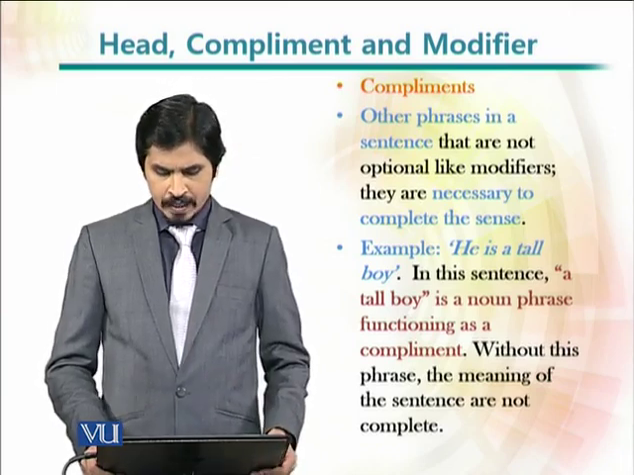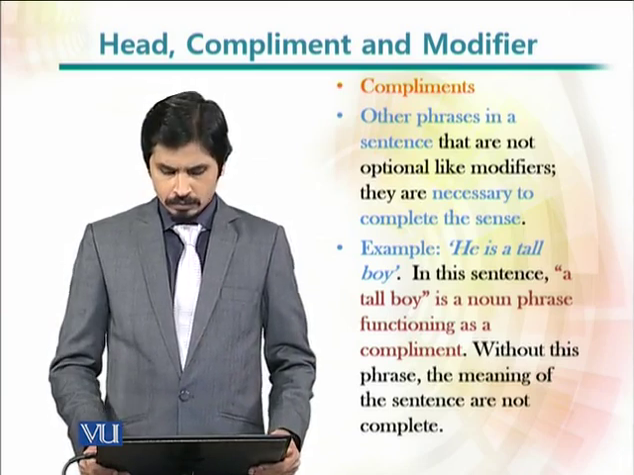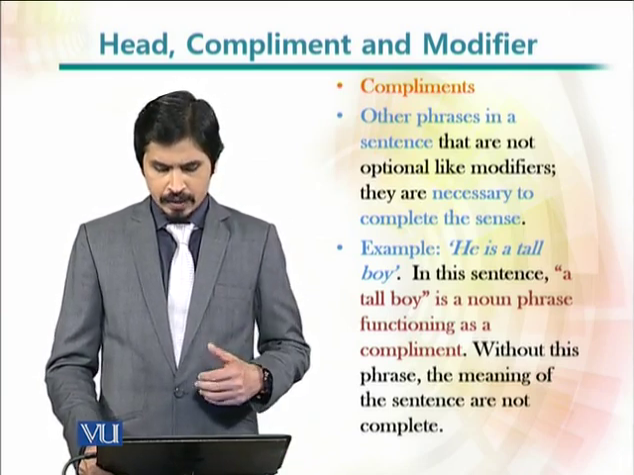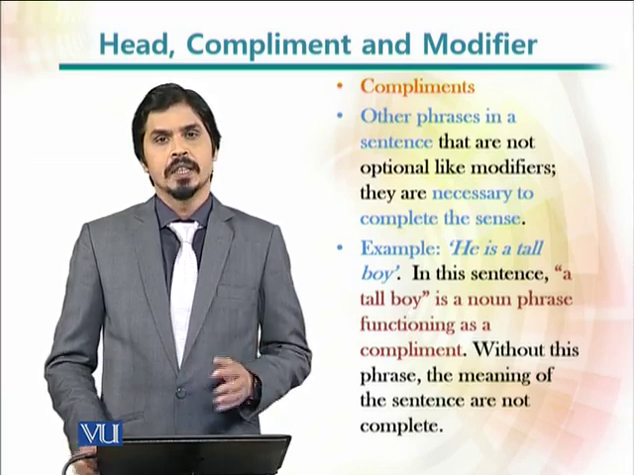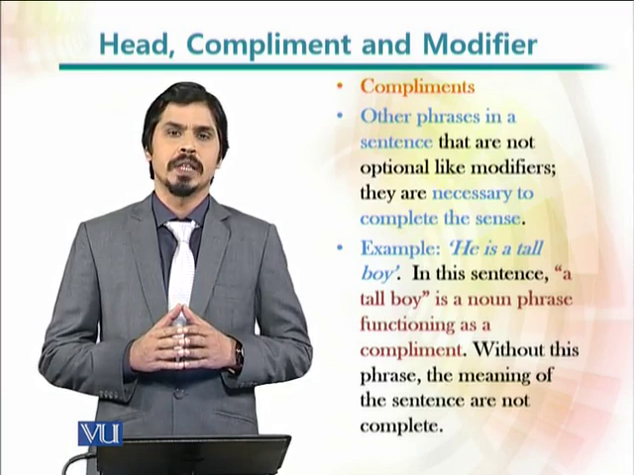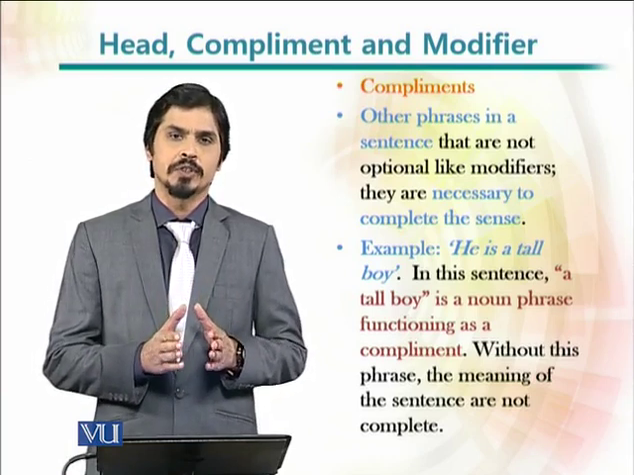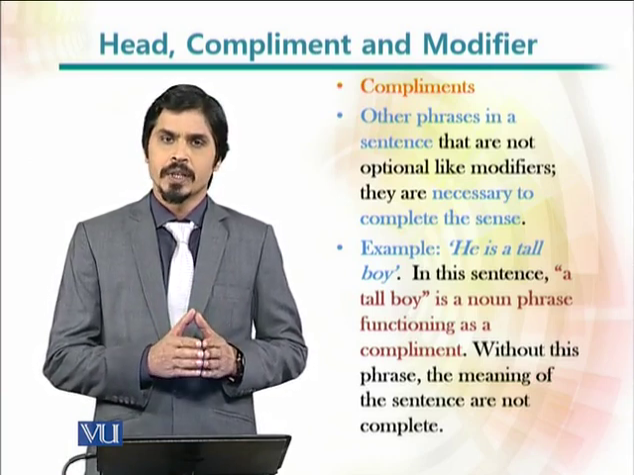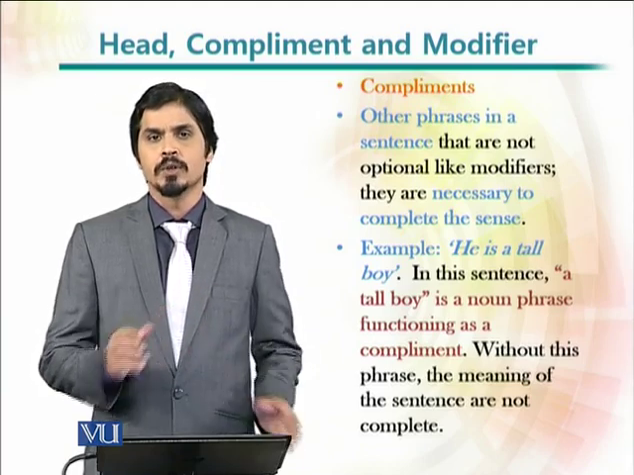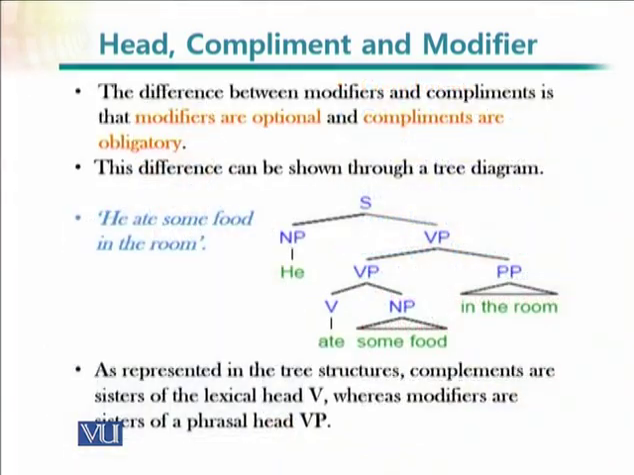For example, he is a tall boy. A tall boy is a noun phrase functioning as a complement here. And a tall boy is very important to convey the meaning of what has been mentioned before it. The meaning of the sentence cannot be complete without this complement. The difference between modifiers and complements is that modifiers are optional and complements are obligatory.